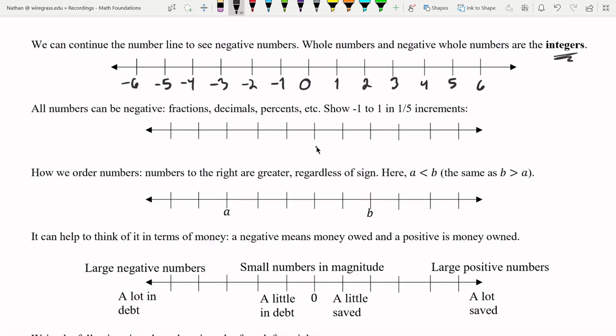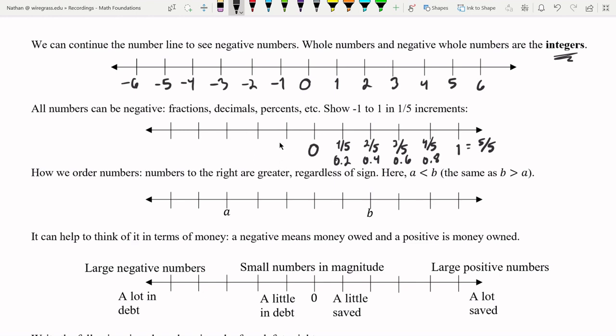And so we can show 0, and then this is going to be 1 here. And this is going to be 1/5, 2/5, 3/5, 4/5, and of course 1 is the same thing as 5/5. These are also the same thing as the decimal 0.2, 0.4, 0.6, and 0.8.